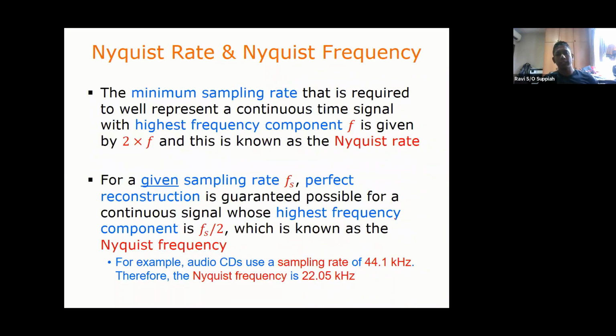Okay, so these are the basic concepts of Nyquist rate and Nyquist frequency. The Nyquist rate is the minimum, or 2 times f max, and the Nyquist frequency is fs by 2. So just make sure that you remember these terms correctly. What is Nyquist rate? What is Nyquist frequency? Just remember these terms.